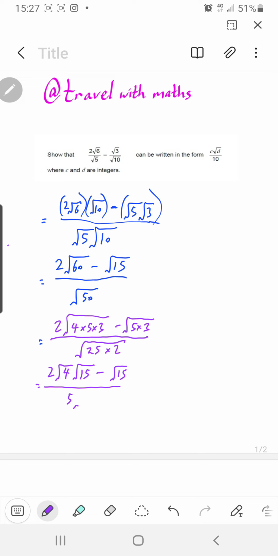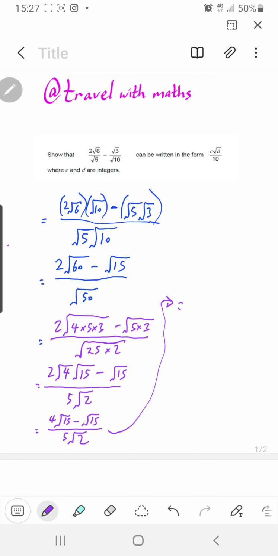Okay, so here I have 2 square root 4. Now 5 and 3, they're not square numbers, so I'm just going to keep them together. So square root 15 and a minus, again this is square root 15. And here I will have this square root 25 can be broken down to 5 times square root 2. Okay, now carry this on.